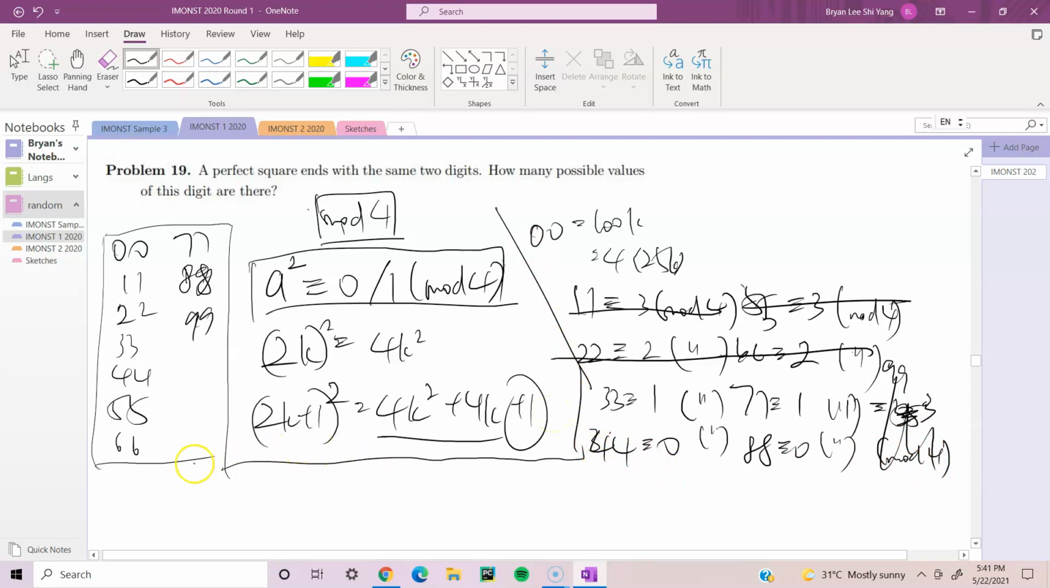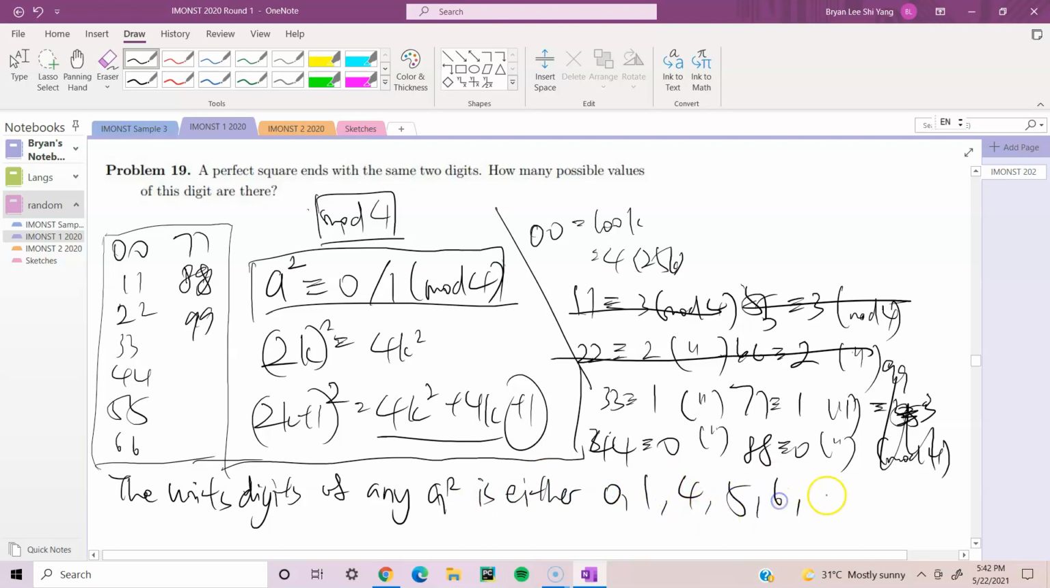But then there is also this fact that says the units digit of any square, any integer squared, is either 0, 1, 4, 5, 6, or 9. Okay, so only these 6. Why did I say so? You can also verify for yourself. I will not explain further.